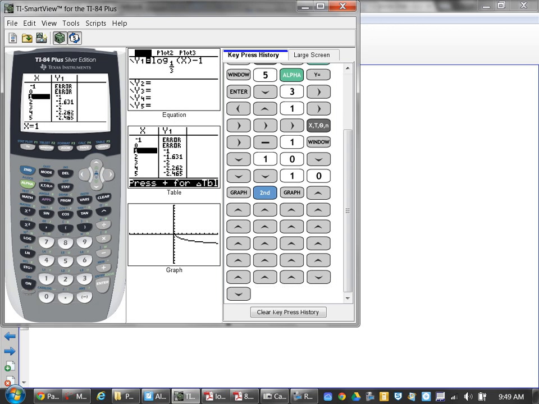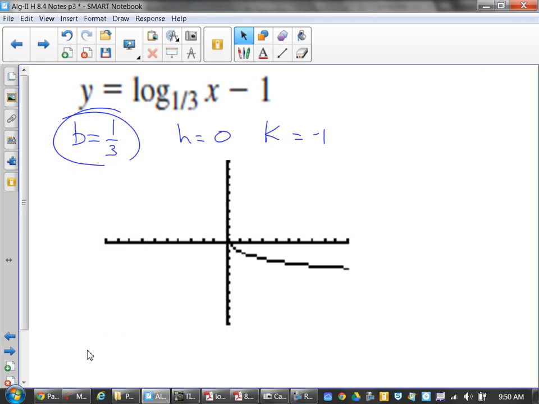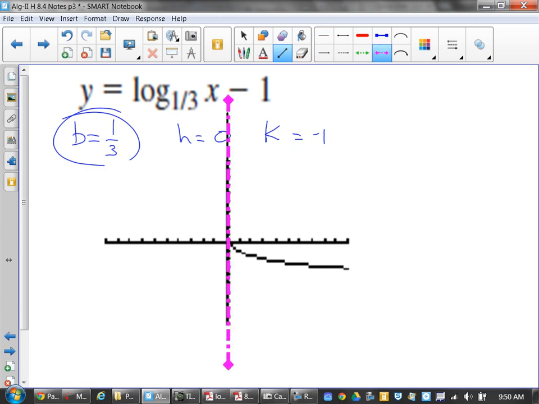Why is it an error at 0? Because that's your asymptote. You okay with that? You have an asymptote at 0 because your h value is 0. We're all right on that? So that's why that happens. So if I put in my asymptote, there's my asymptote at 0.